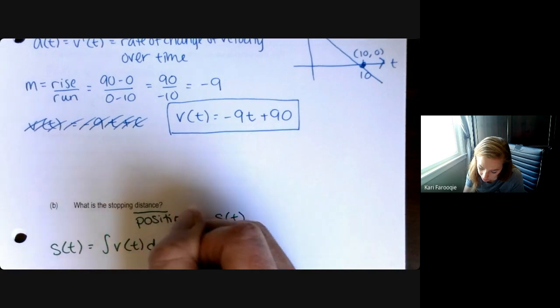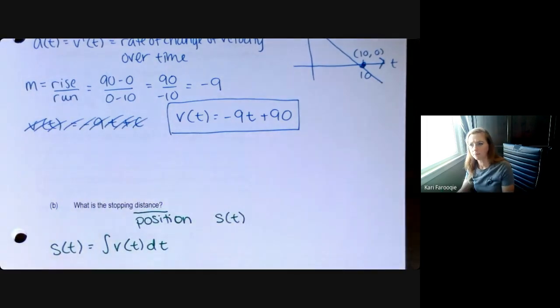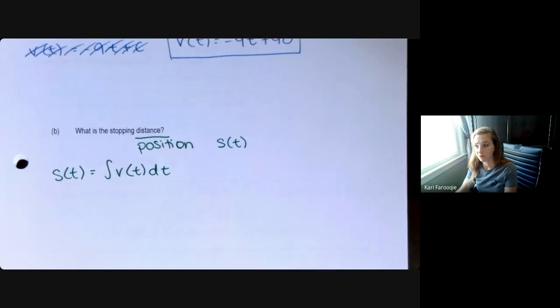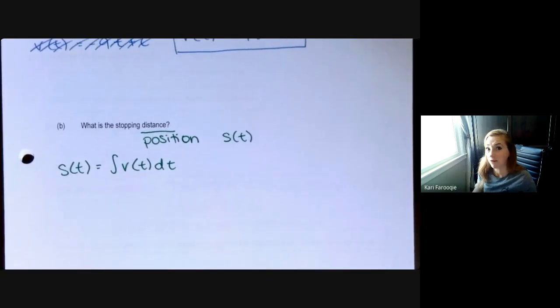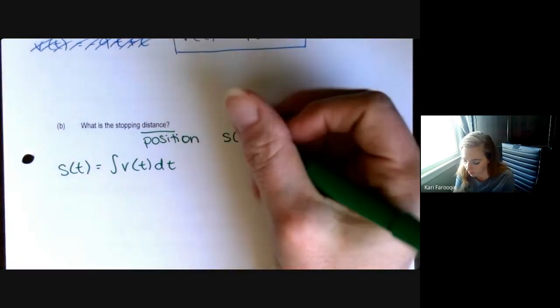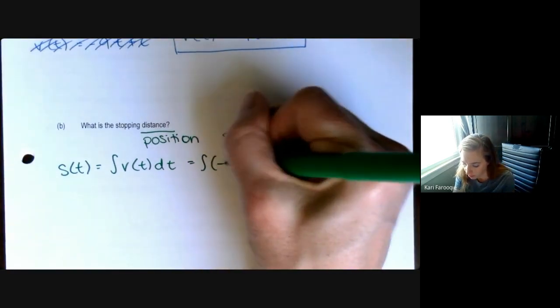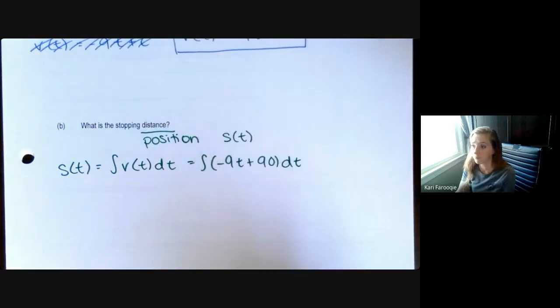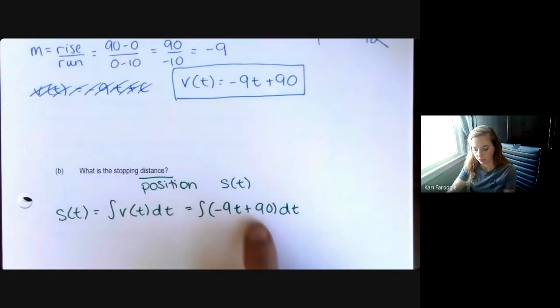We did this the previous page, dt. And we'll get some sort of general function S of t, and we'll have to figure out how we can make a particular solution. Right, so I'm going to take the integral of my velocity, which we found in part A, this function right here.